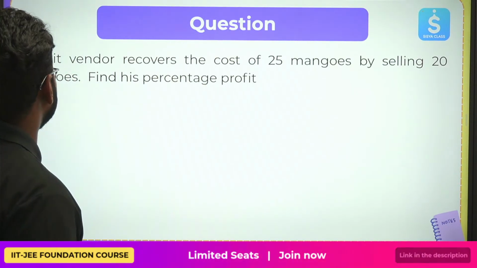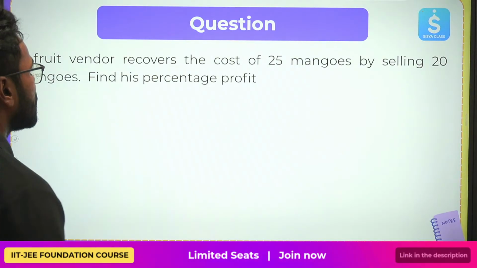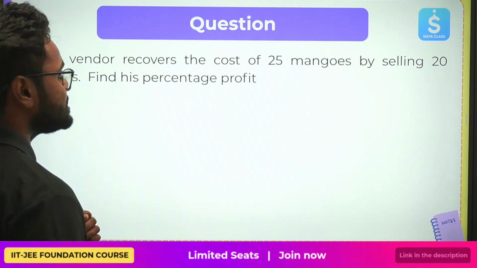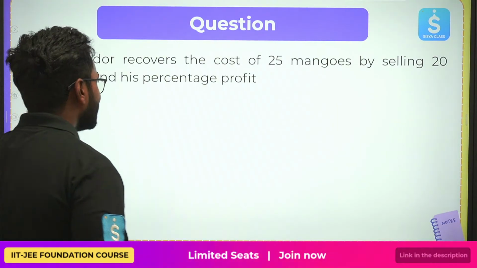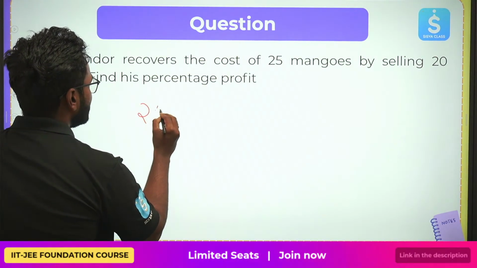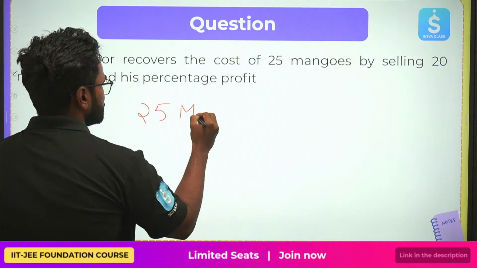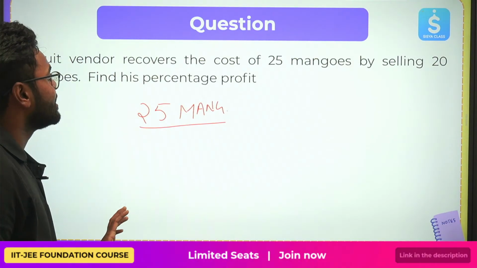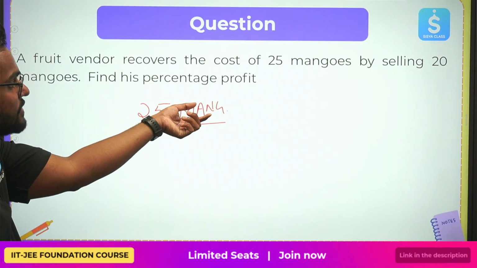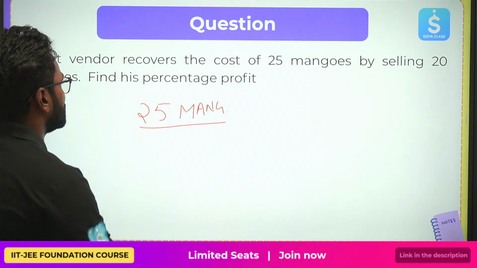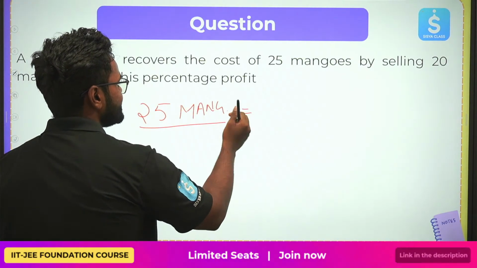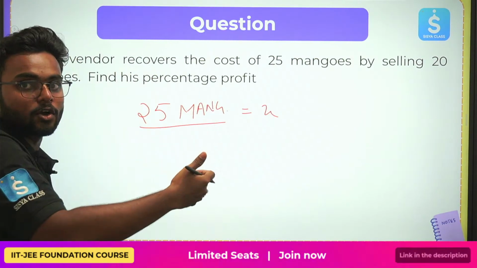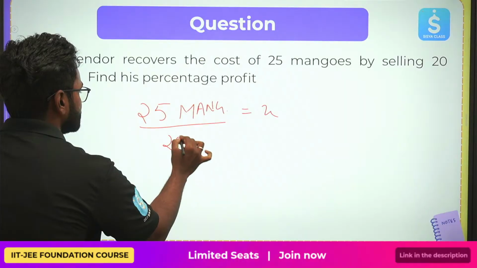Now coming to a small question. A fruit vendor recovers the cost of 25 mangoes by selling 20 mangoes. Find his profit percentage, right? He is having 25 mangoes. He recovers the cost of 25 mangoes by selling 20 mangoes only. So if the cost of this is some X rupees, he is recovering that cost by selling 20 mangoes. Understood?